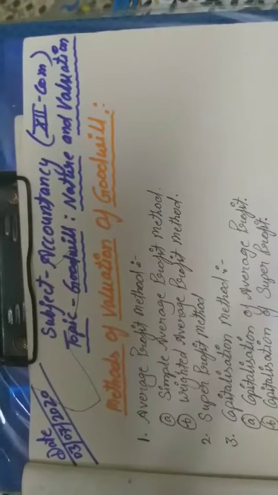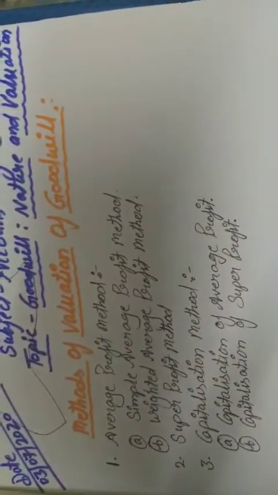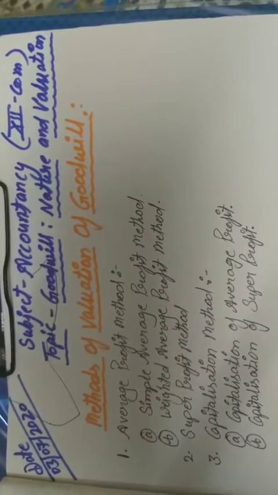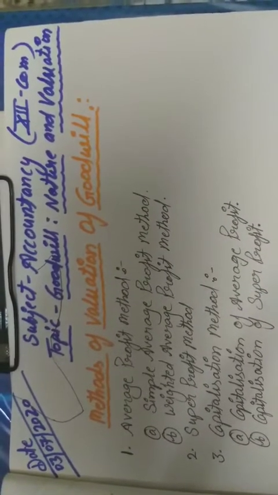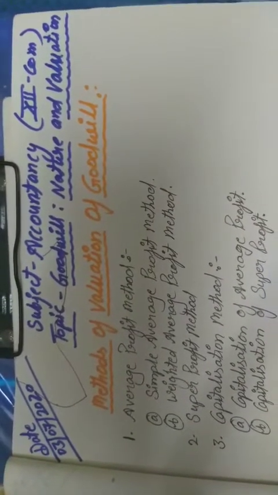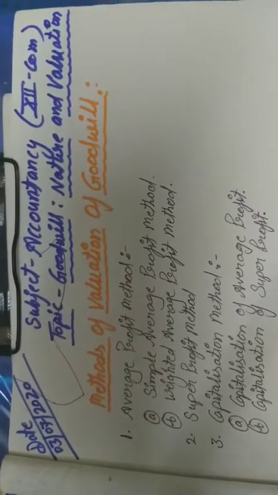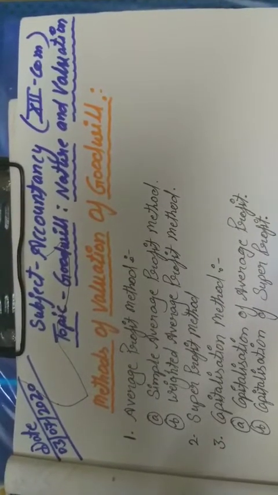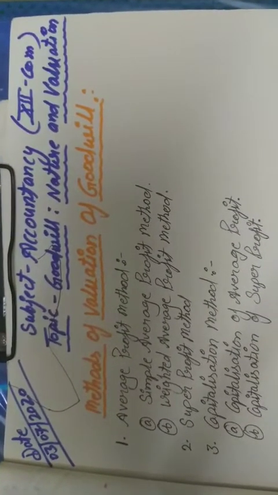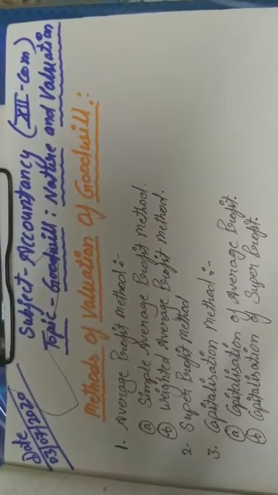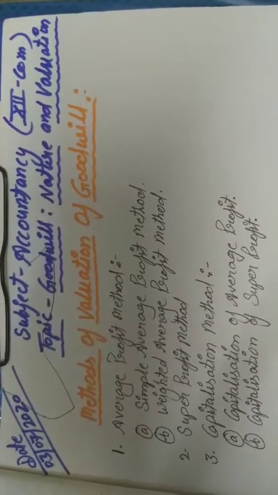Topic: Goodwill, Nature and Valuation. Meaning, classification, features and nature of goodwill, these things we have already discussed in the last classes. Today we will discuss the methods of valuation of goodwill, means how we can calculate goodwill by different methods according to the information given. Different types of information are there in a question, so according to that, what concept and what method we can follow in that particular question.